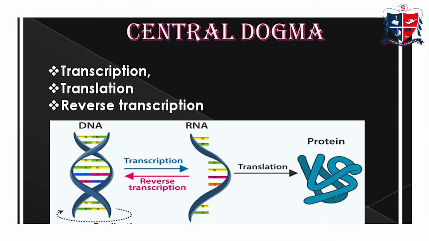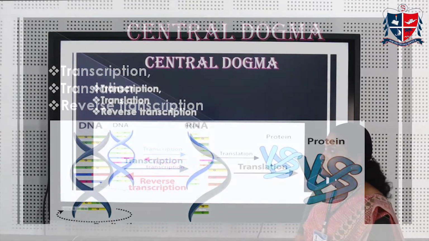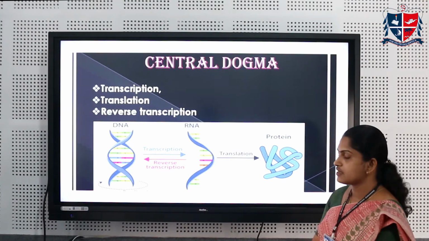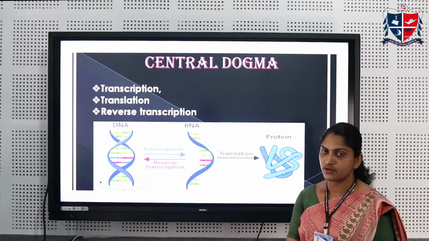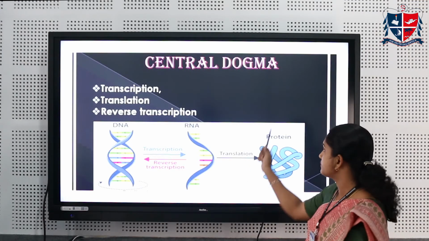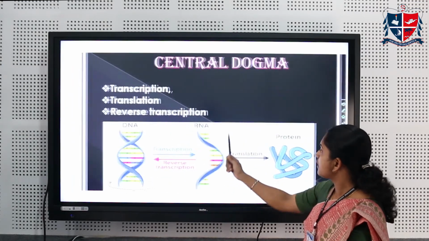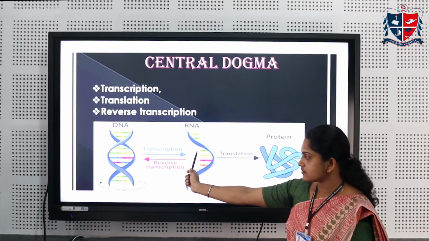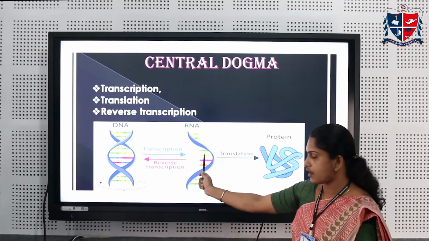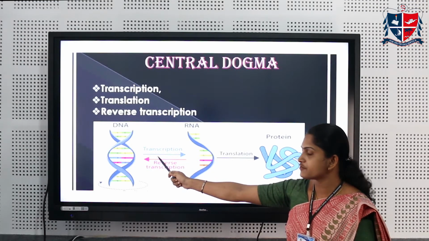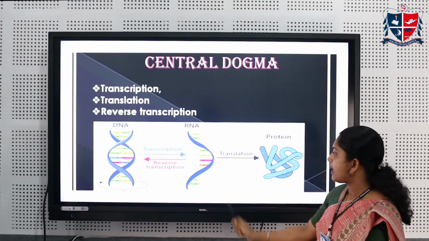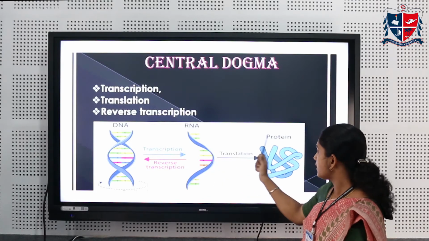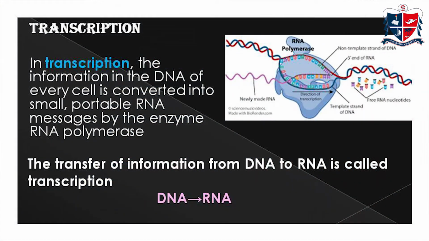Now, the central dogma is broadly classified into two, mainly the transcription process as well as the translation process. And reverse transcription is a rare event which occurs in a few viruses. In this image, you can see the transcription occurring from DNA to RNA, that is, the transfer of information from DNA to RNA. And translation means the transfer of information from RNA for the synthesis of protein.